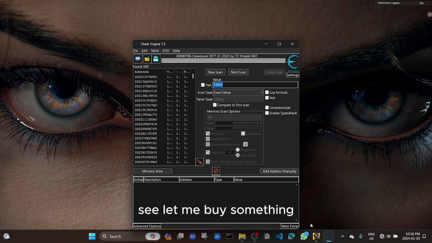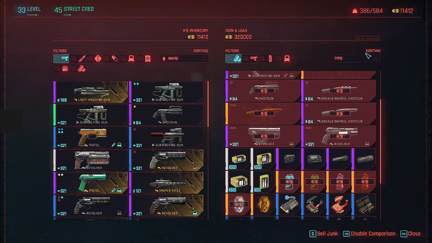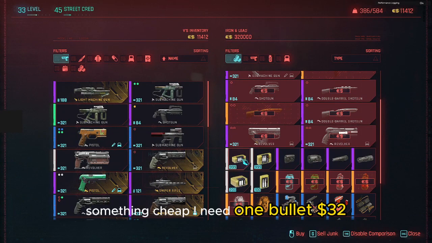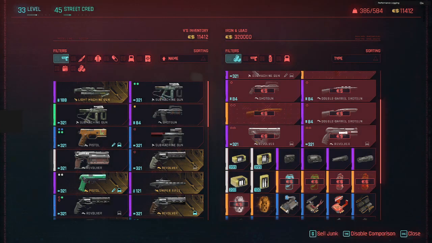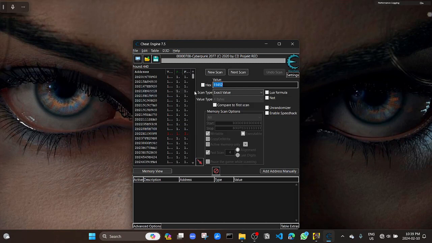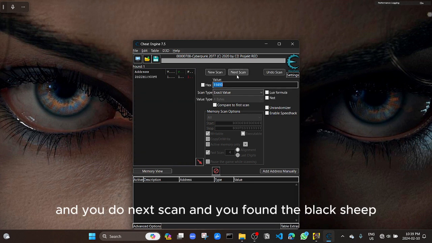See? And we buy something. Something cheap. I need one bullet. Total $2. So that brings us to 1141.0. And you do next scan.